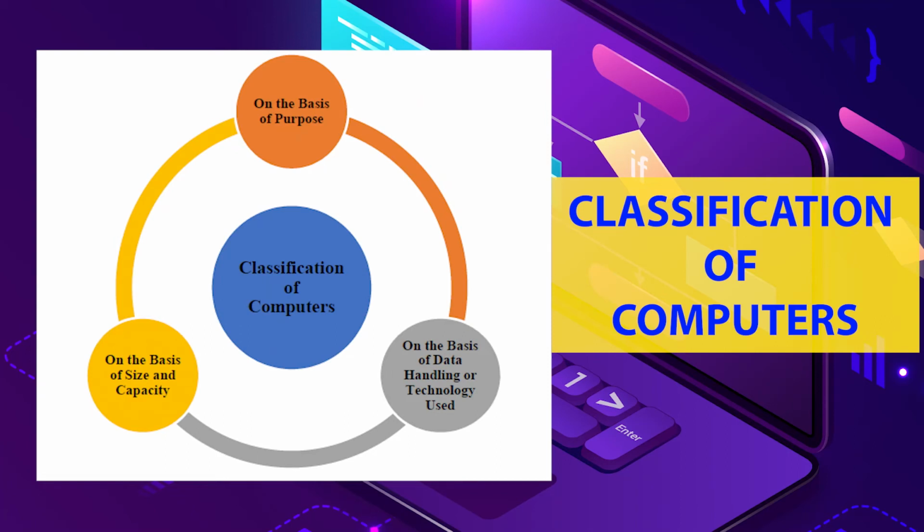And this is basically a classification of computers. If you talk about classification of computers, it is on the basis of purpose, on the basis of data handling or technology used, and on the basis of size and capacity, because the cost is going to play a very important role, and we have to see what exactly the purpose is, and on the basis of that purpose the things need to be done.